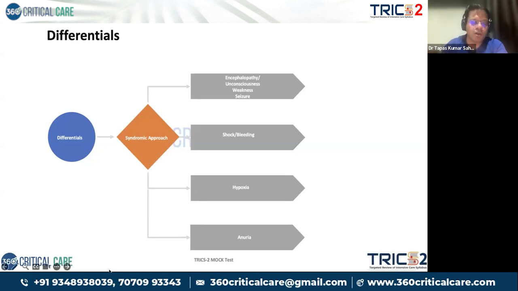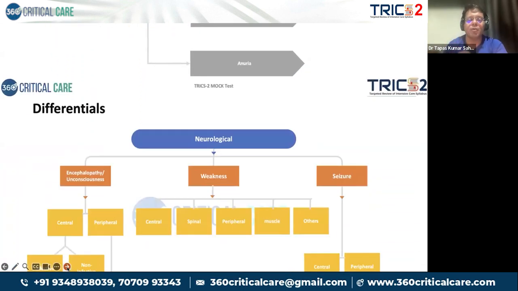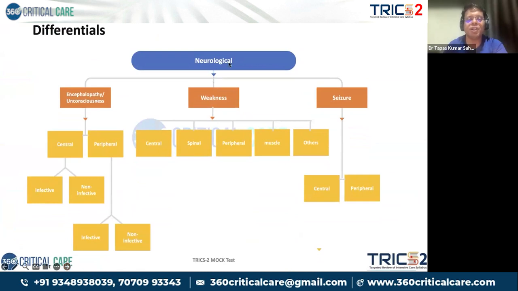Now how should your answer actually be framed? If I am focused on the neurologic part, my concerns, as I have already mentioned, would be encephalopathy or unconsciousness as the first thing, then weakness and seizure. In the examination you may always start with a structure: central, peripheral. In the central, infective, non-infective. In the peripheral, again infective, non-infective. I'm not going into detail.